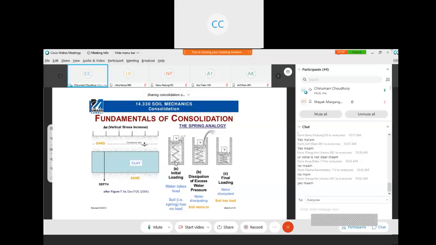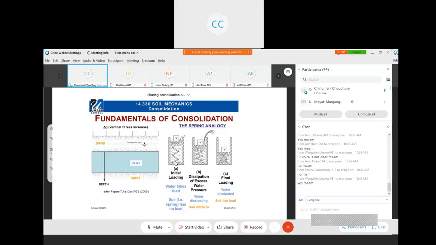See, this will take time. This is not that easy. This chapter is not that easy. Consolidation chapter is very difficult to understand. And not only consolidation, this geotechnical engineering, it's not that easy actually. Because initially those relationships are easy to understand, but applying those basic relationships to understand this concept is not that easy actually. You have to listen carefully and you have to read by yourself also. No, ma'am. Okay, not clear.